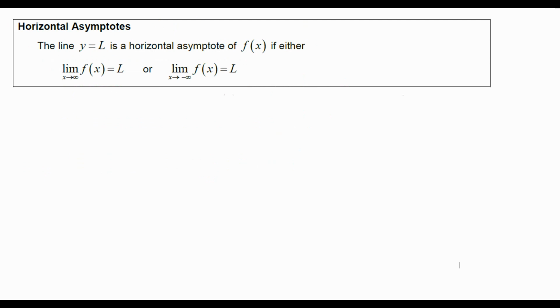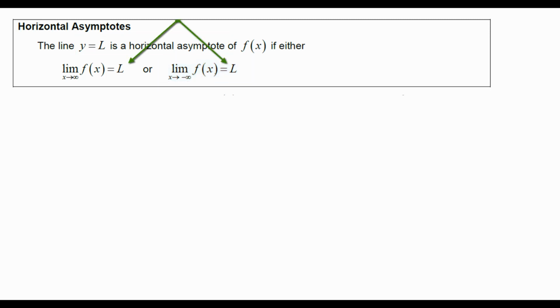So here is now the definition of horizontal asymptotes. The line y equals L is a horizontal asymptote of f of x if either the limit of your function as x approaches infinity gives you a real number L, or the limit of your function as x approaches negative infinity gives you L. You have a horizontal asymptote y equals L.